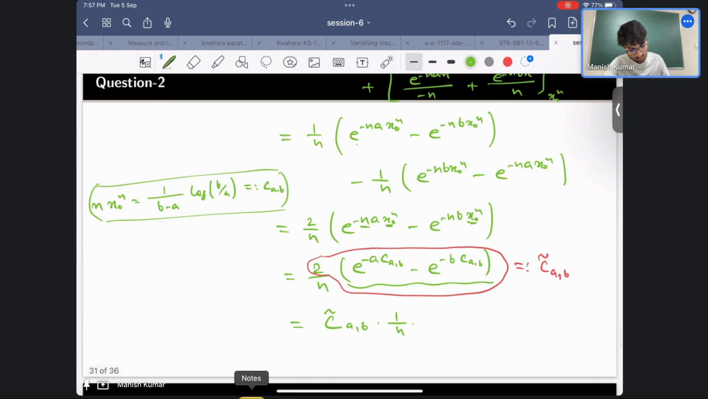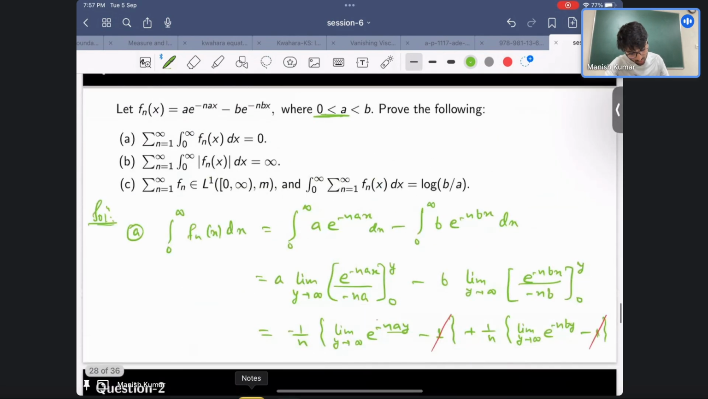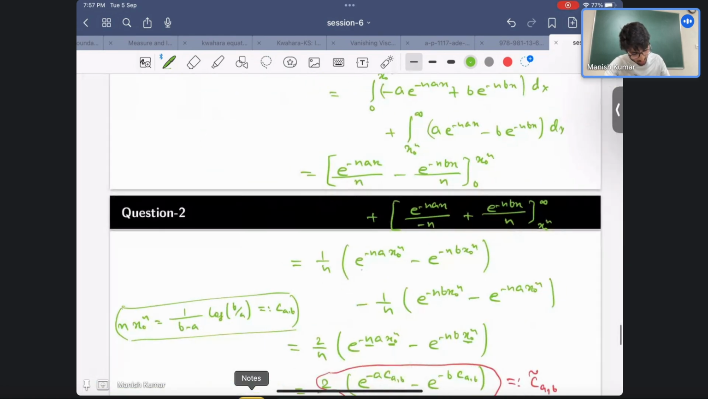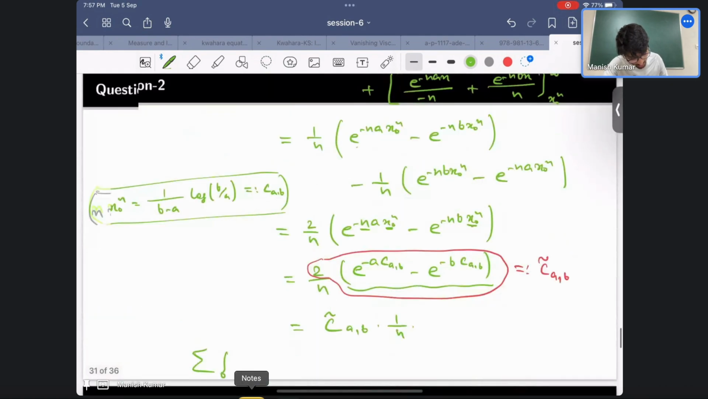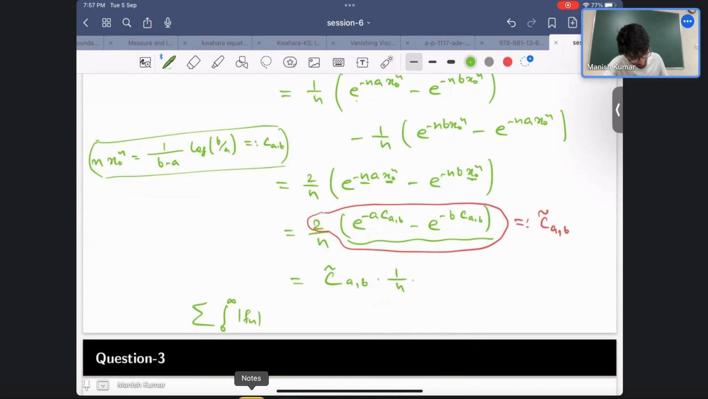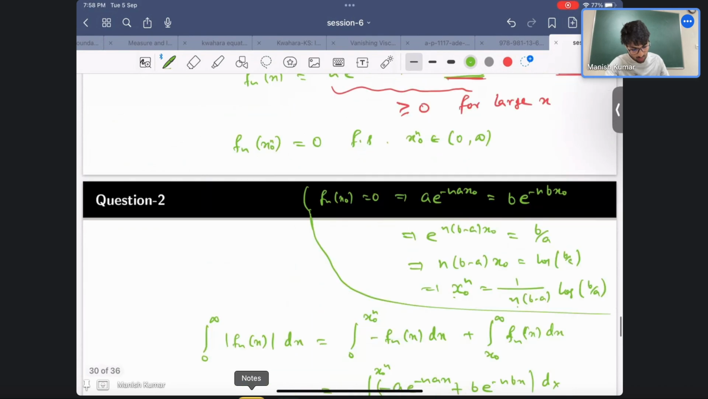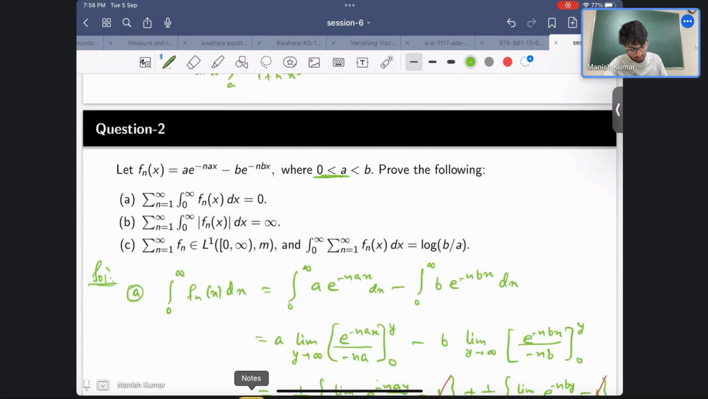Now you can sum. You have to sum this whole thing, so you have to calculate the summation of this integration. If you sum this whole quantity, summation from 0 to infinity of the integral of mod fn is greater than or equal to c tilde ab times summation of 1 by n, and you know this is infinity. So this is done: the summation of the integration of mod fn is equal to infinity. Okay, so what was next?